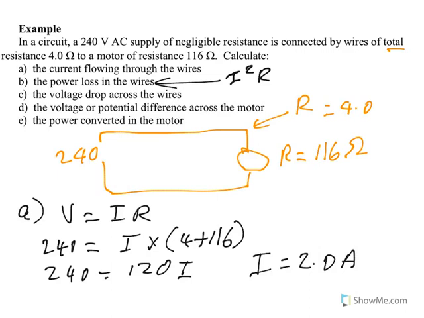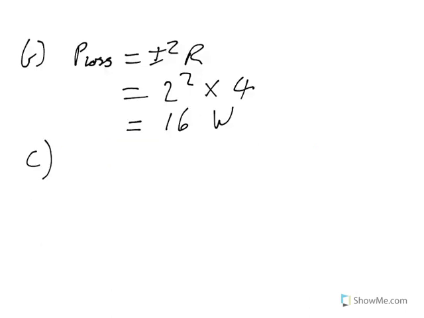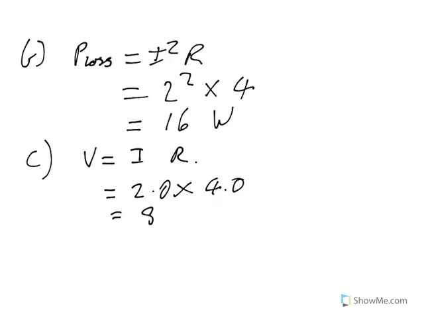The voltage drop across the wires. V equals IR, if we use that. So the current in the wires is 2. The resistance of the wires is 4. So there's, not 80, 8 volts drop.